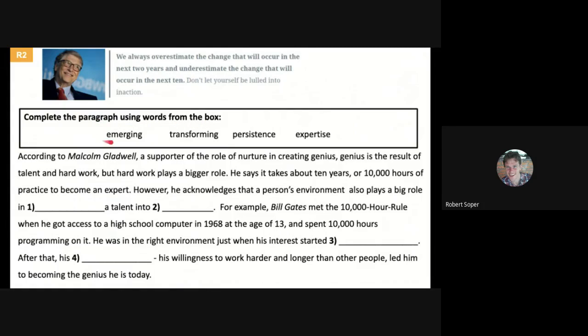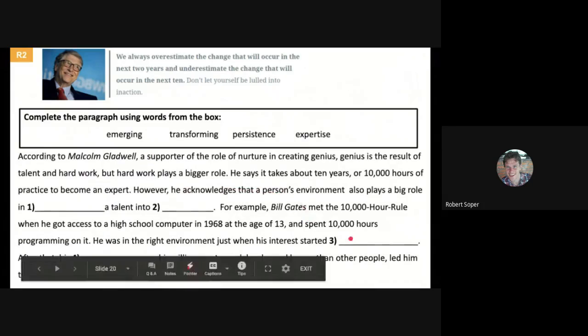So before we begin this exercise, we need to think, does it want us to change the form of the words? Well, when it says complete the paragraph using the words from the box, it doesn't mention anything about us changing the form of the words. In fact, it wants us to use the actual words from the box. So here we're not going to change anything. We're just choosing which of these words from the box to put into each area, whether it goes in 1, 2, 3, or 4.